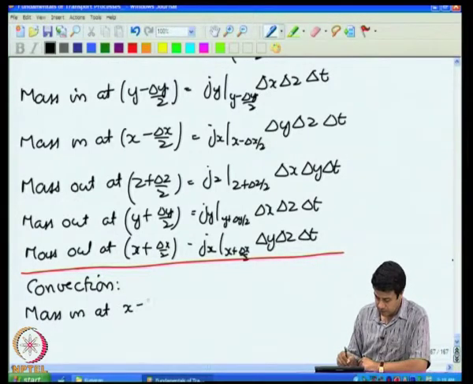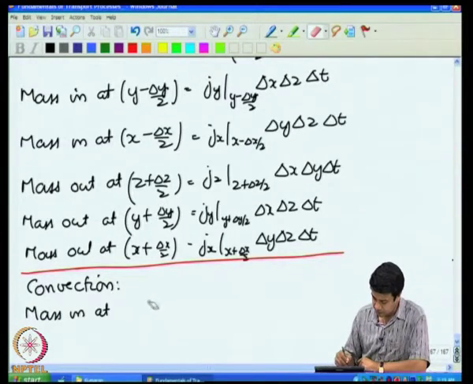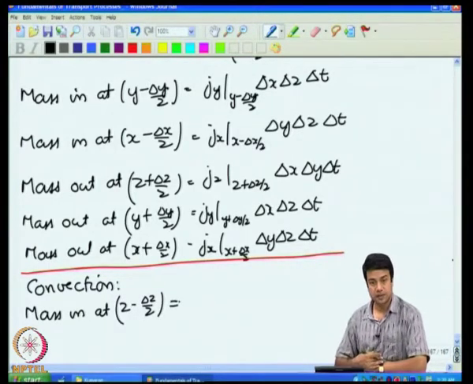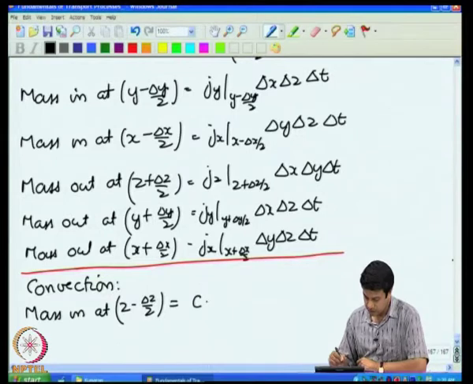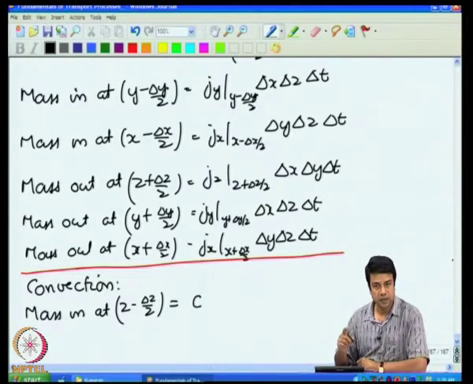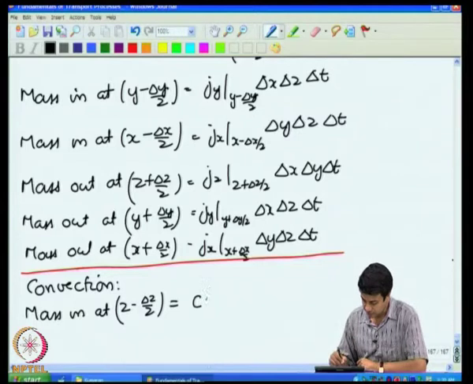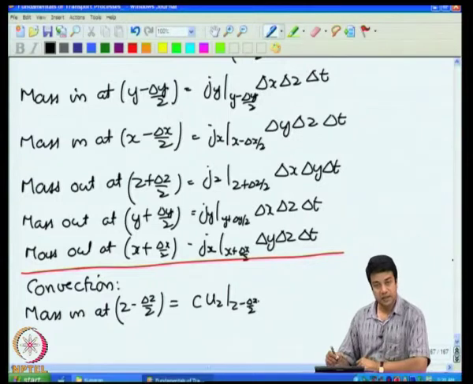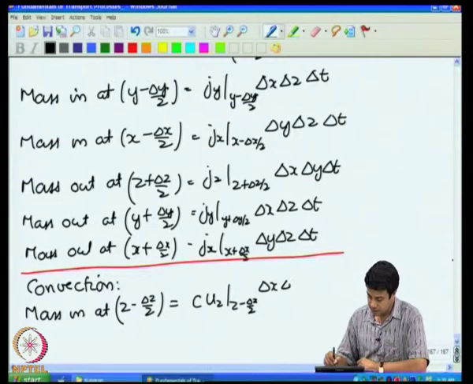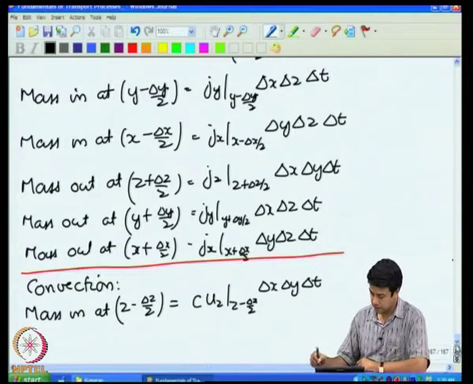at x minus, let me first write it for z minus. Okay, the mass in at z minus delta z by 2 due to convection is equal to the concentration times the velocity perpendicular to the surface, because it is only the velocity perpendicular to the surface that is increasing the mass within this volume. Okay. So, the velocity perpendicular to the surface times the area in this case is delta x, delta y, delta t.